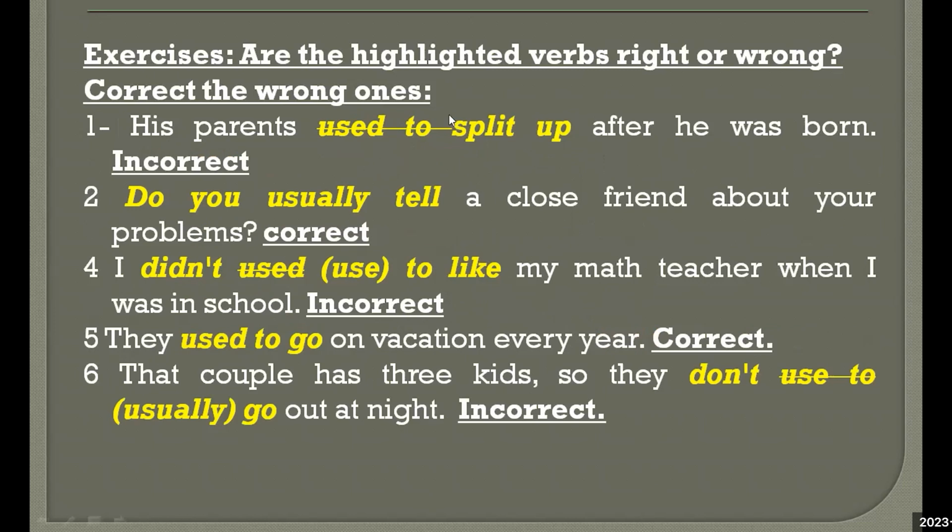His parents not used to split, because this is something that happened one time only. It's not a repeated action. So you're just going to say his parents split up. You're just going to use the past. The past of split is also split. It's an irregular verb. So his parents split up after he was born. That's it. Remove used to.